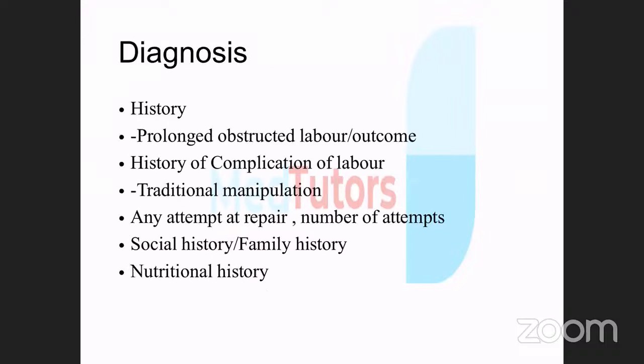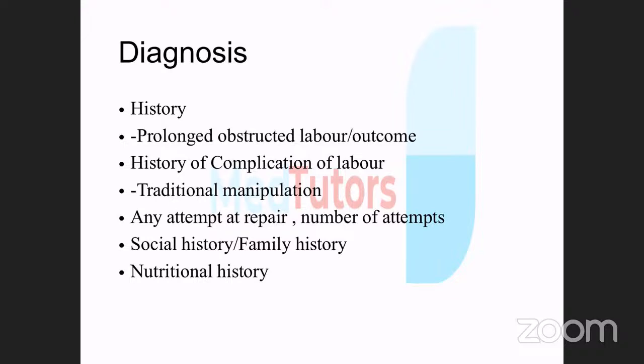So how do you make a diagnosis? The diagnosis of obstetric fistula is predominantly based on a history and examination findings. When you take a history, you start from the biodata, usually a young woman, a primigravida, who had poorly supervised antenatal care and who had prolonged labor with or without manipulations during labor by the traditional birth attendant.